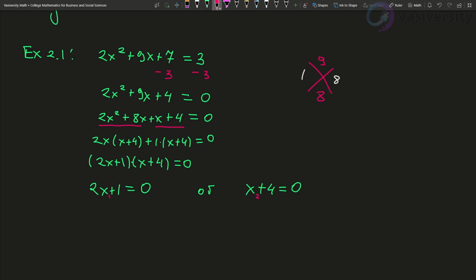So let's go ahead and subtract 1 from both sides, and we will have 2x is equal to -1, because 0 minus 1 is -1. Then we divide both sides by 2. So 2 and 2 cancel out, and we have that x is equal to -1/2. For the second equation, let's subtract 4 from both sides. So we will have that x is equal to -4. So our x1 is -1/2 and our x2 is -4. So we have two solutions for this equation.